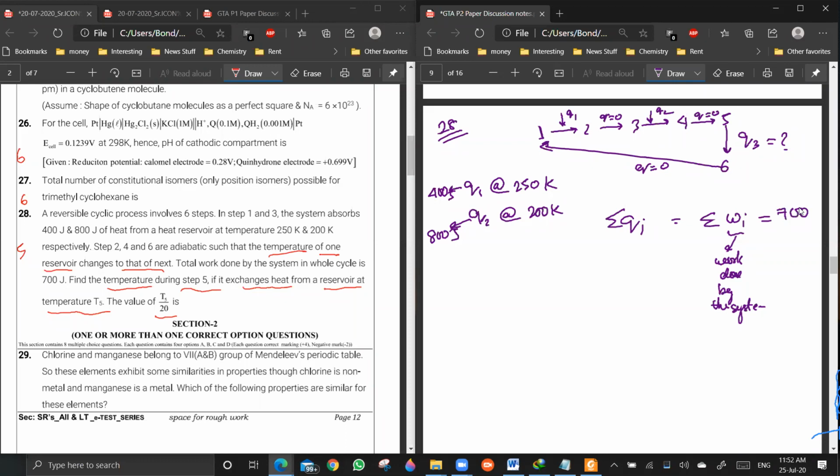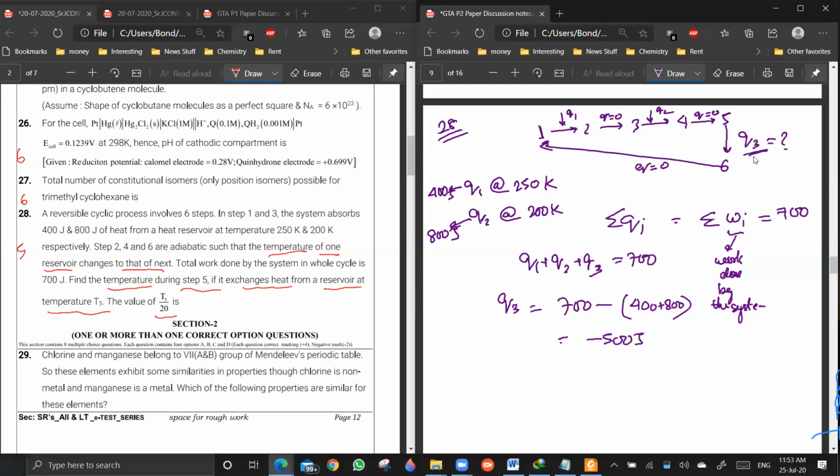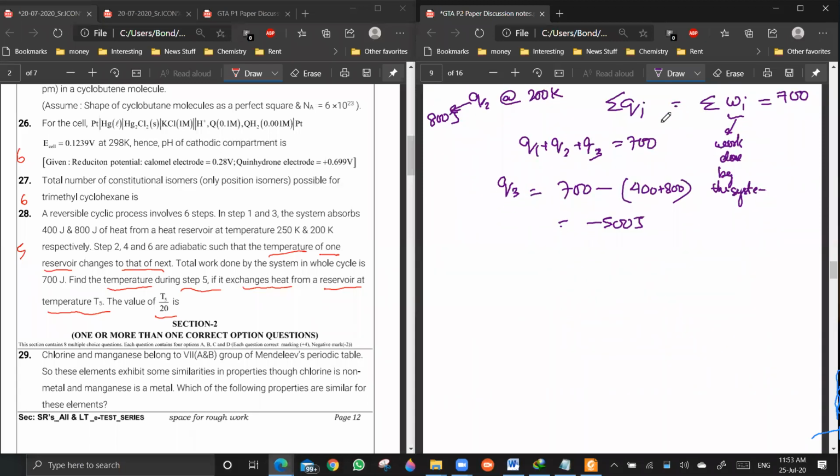700 joules. Now it is given that Q1 plus Q2 plus Q3 is equal to 700. So what is Q3? Q3 will be 700 minus Q1 plus Q2, 400 plus 800. It is 700 minus 1200, it is minus 500 joules. This means that Q3 is a lower temperature reservoir. Let us say that it is T5. They're asking what would be the temperature during step 5.